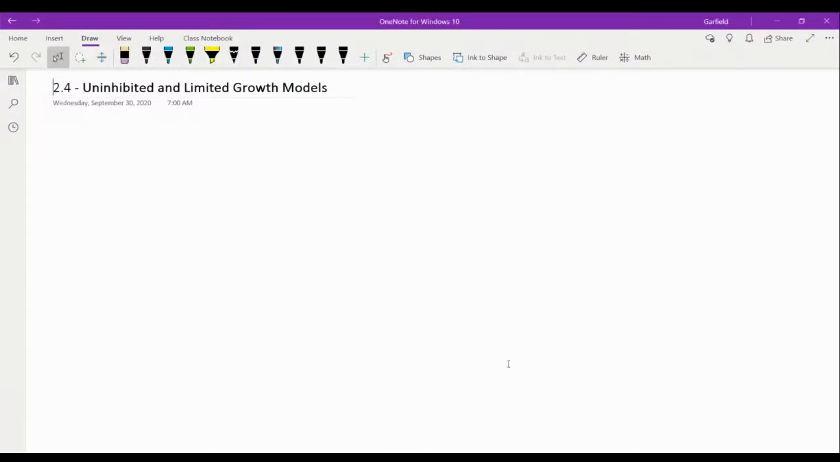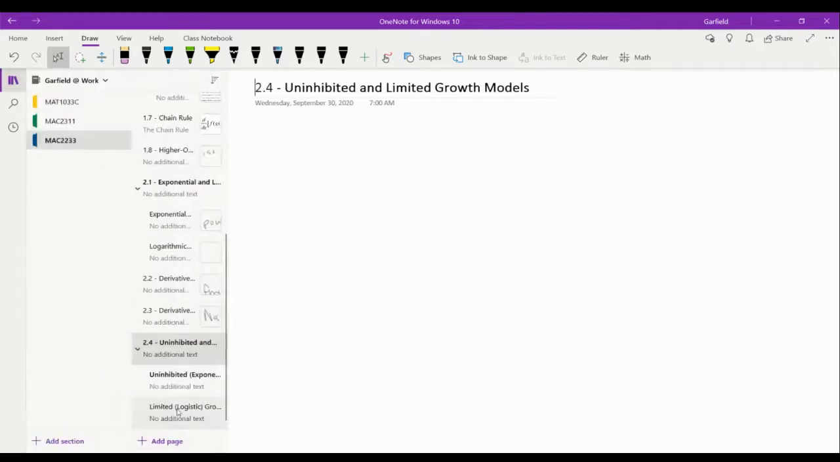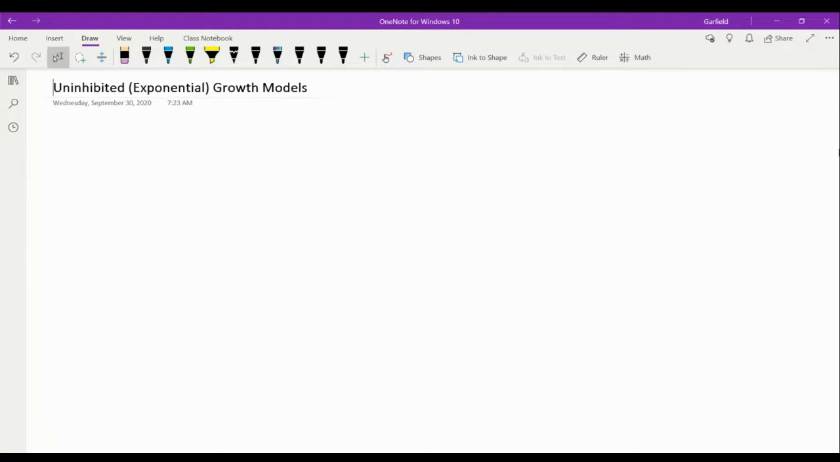All right, so here we're talking about uninhibited growth models and limited growth models. There are actually two different topics in section 2.4 that we want to cover. Let's look at the uninhibited one first. It's the same thing as exponential growth. If you recall, we talked about exponential growth.